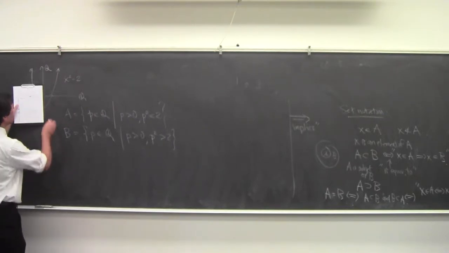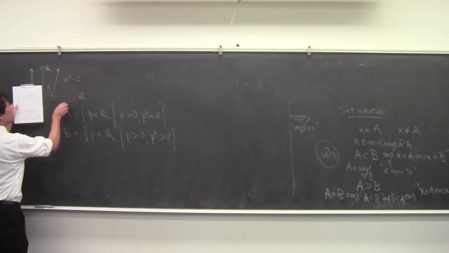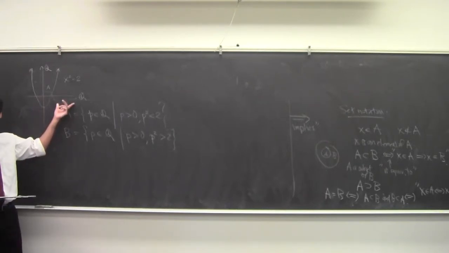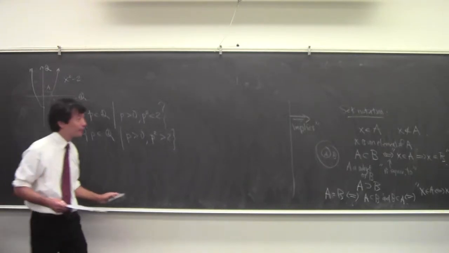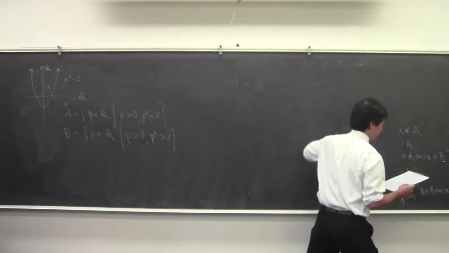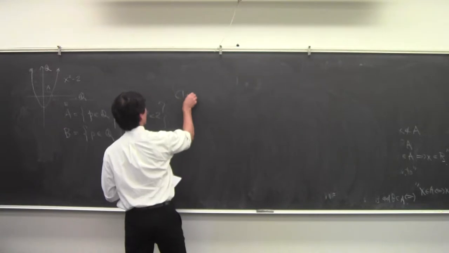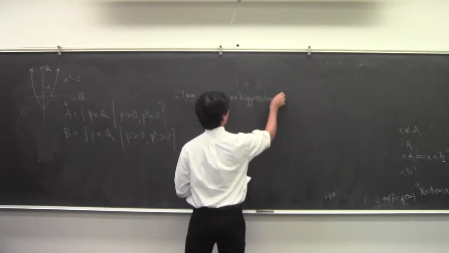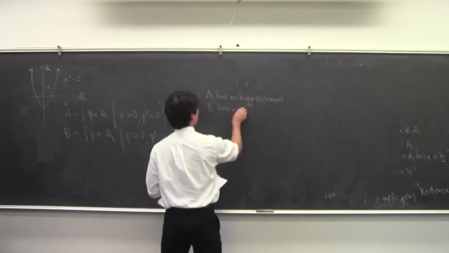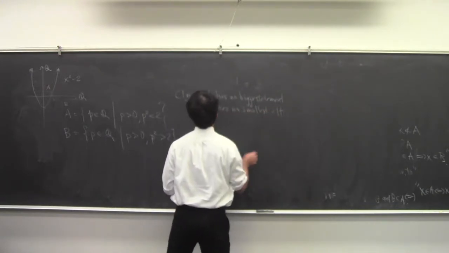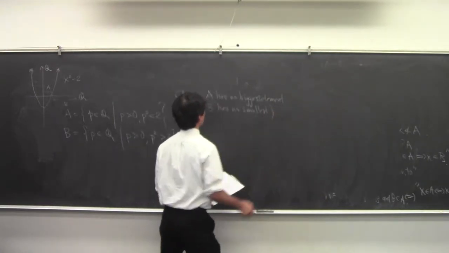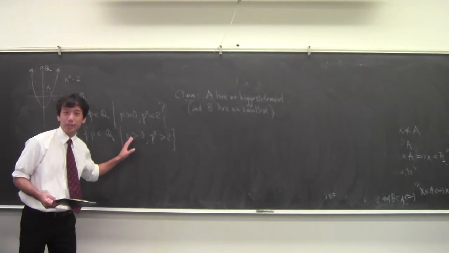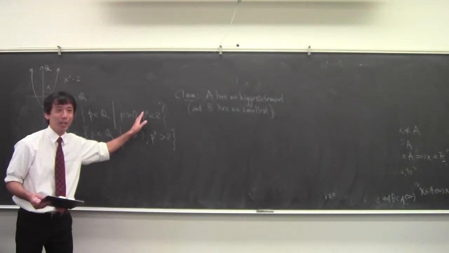So in the picture, you see that A is these guys, B is everybody else. Everybody whose square is less than 2, everybody whose square is greater than 2. And what we're going to show is that A has no biggest element, and B has no smallest. It should be kind of mysterious to you. Many things about this should be mysterious. One is, why do we care? But you'll see why we care.